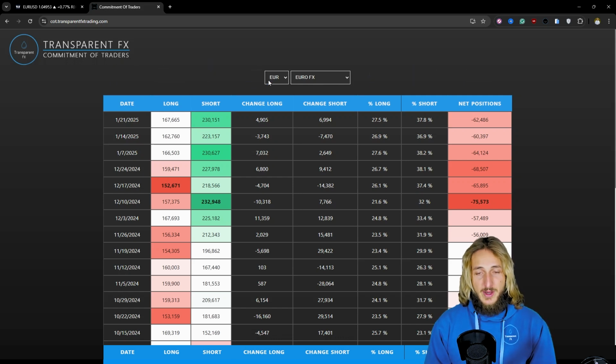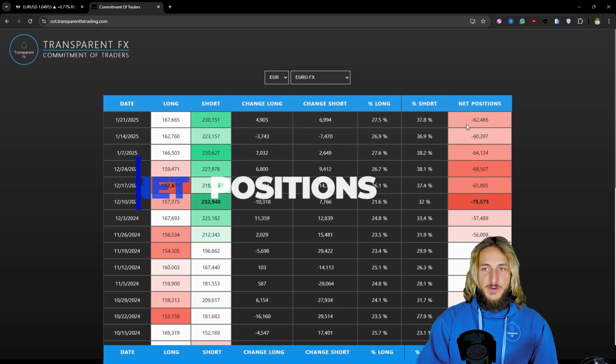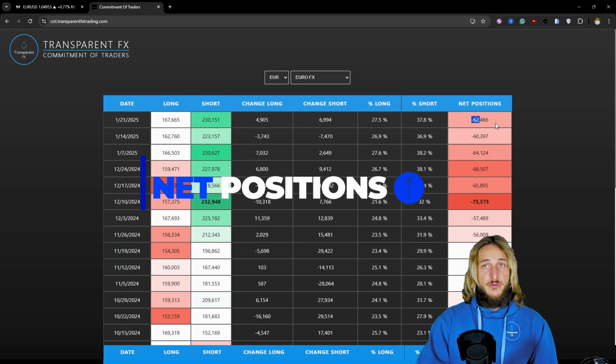The first thing to keep in mind is that if we're looking at the data for the euro, we're actually already looking at EURUSD because all currencies on the spot are traded against the USD. And we can see how with the last reports, we went from minus 75.5k to minus 62.4k net positions.